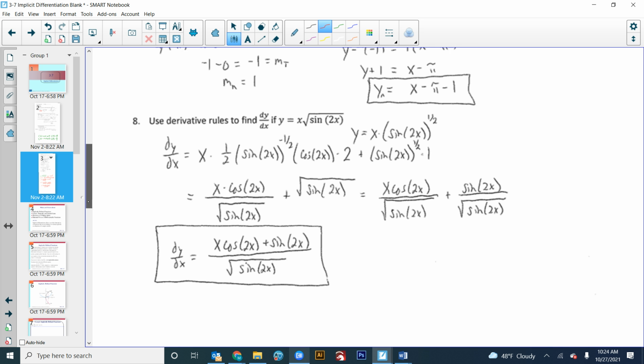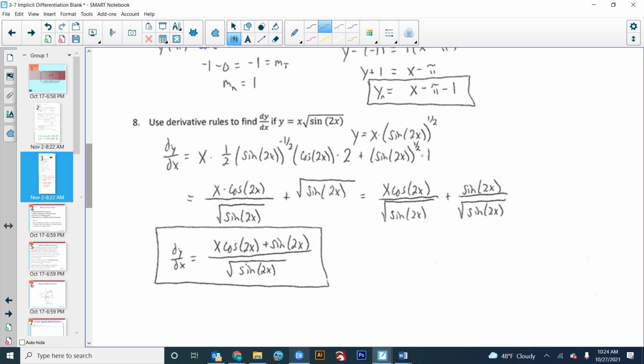Eight looked a lot like a quiz question. I want you guys to practice that process again. Make sure you use the product rule. Are we okay now recognizing the overarching derivative rule? Are we still struggling with that? If you're still struggling with that, you want to find resources.